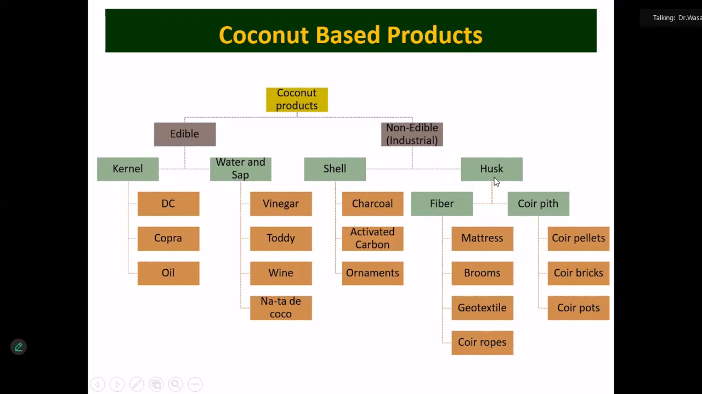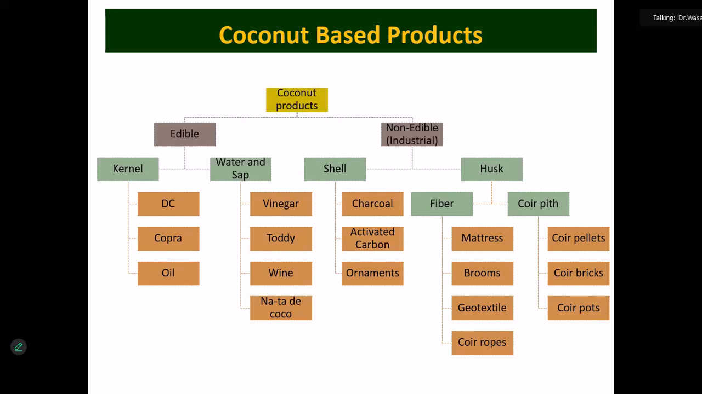Second one, from the husk we can take fiber. Fiber can be used for mattresses, brooms, geotextile, coir ropes, and so on. White fiber, brown fiber, all. Coir pith can be dried, then it is called coco peat. From coco peat we prepare coir pellets, coir bricks, and coir pots. Those are grow media.